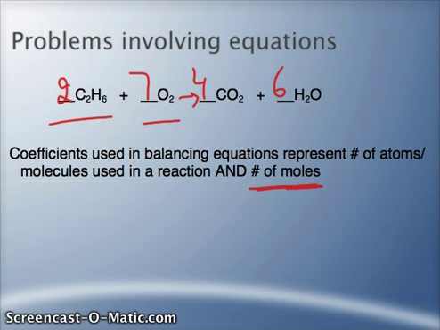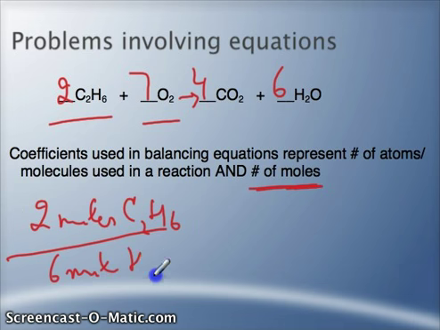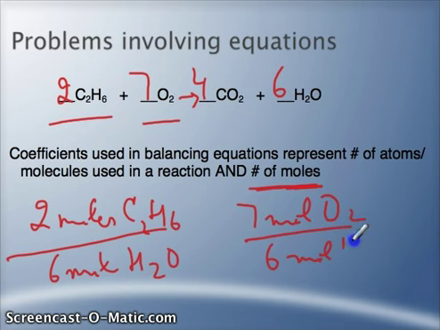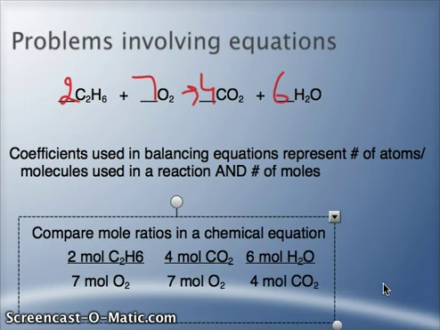Now, using these, we can write any kind of ratio. What this tells us is that for every 2 moles of C2H6, I can make 6 moles of water. Or for every 7 moles of oxygen I use, I can get 6 moles of water. These numbers, the coefficients, give us mole ratios. And again, I can have any kind of mole ratio I want to be represented. Here are some examples.